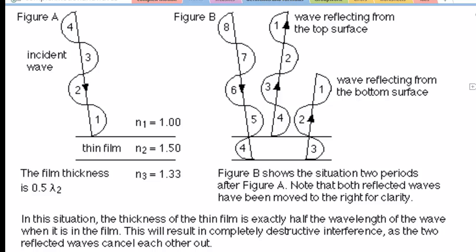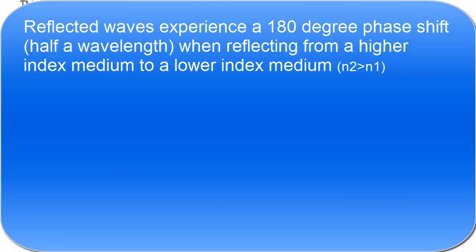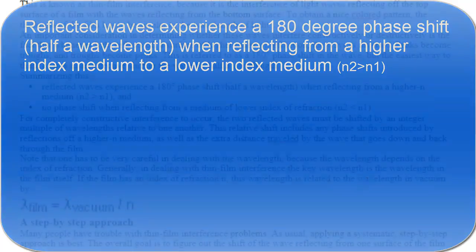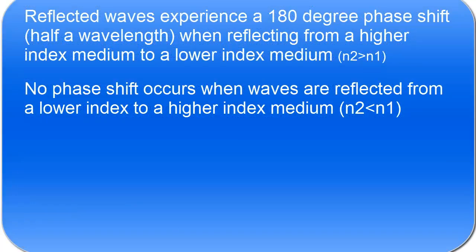It's referred to as a 180-degree phase shift in the wave, but the easiest way to calculate it and use it is to think of it as an effective shift in the wave by half a wavelength. So to summarize this, reflective waves experience a 180-degree phase shift or half a wavelength when reflected from a higher medium to a lower medium, higher density to a lower density. So where N2 is greater than N1. But there's no phase shift when reflecting from the medium of a lower index of refraction, for example, when N2 is less than N1.